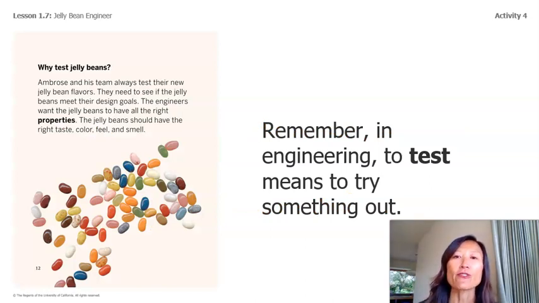Remember, in engineering, to test means to try something out. So when engineers test something, they may want to see how its properties compare to the properties that they are looking for. Why test jelly beans, it says. Ambrose and his team always test their new jelly bean flavors. They need to see if the jelly beans meet their design goals. The engineers want the jelly beans to have all the right properties. The jelly beans should have the right taste, color, feel, and smell.